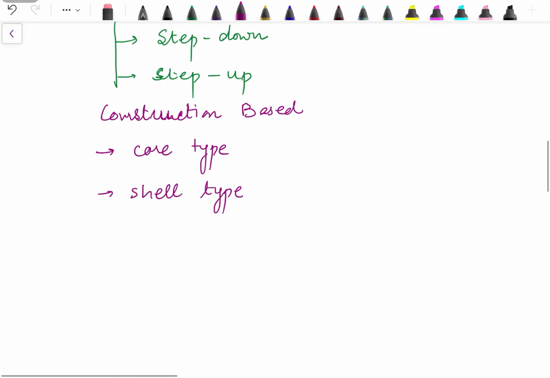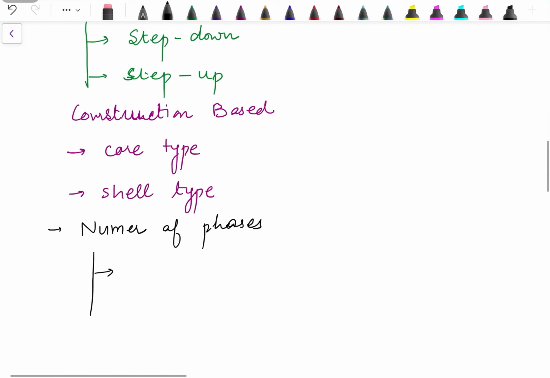Then another classification is on the basis of number of phases. We had already studied that we have two types of supply: single phase and three phase. So if we are using a transformer along with a single phase supply, then the transformer is a single phase transformer.